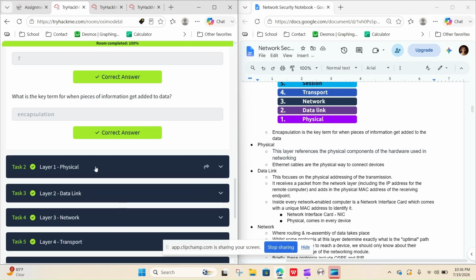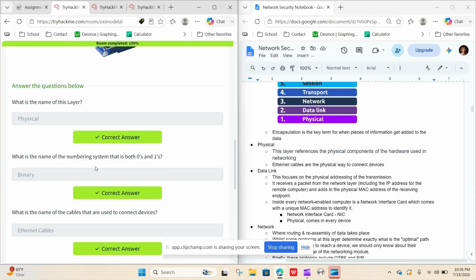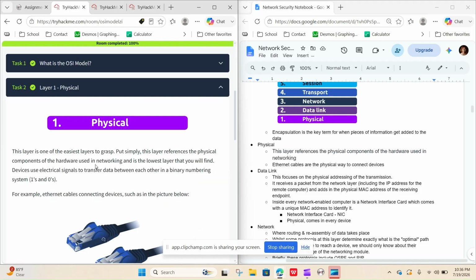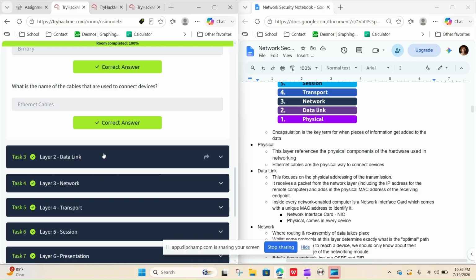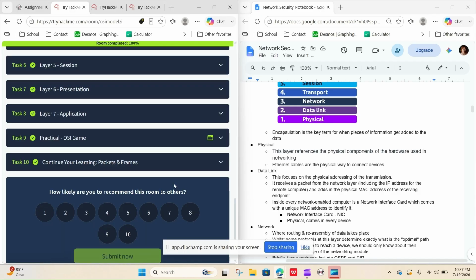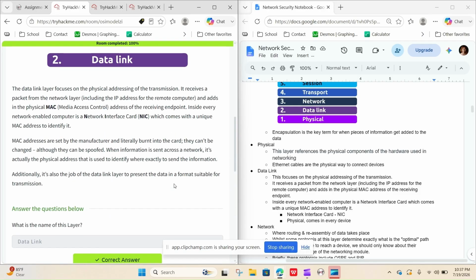So we start with layer 1, which is the physical layer. It's the layer that references the physical components of the hardware used in networking, such as these Ethernet cables right here. It uses a numbering system of zeros and ones. The data link focuses on physical addressing of the transmission and receives a packet from the network layer, including the IP address, and adds in physical MAC addresses from the receiving endpoint. This is done by a network interface card, also known as a NIC.